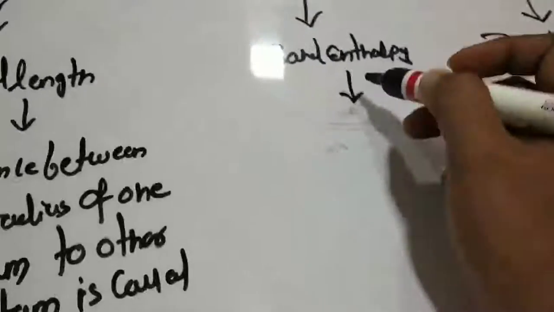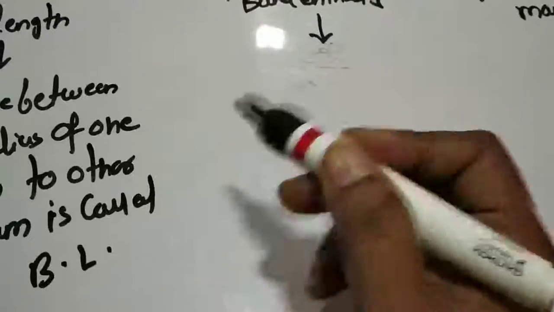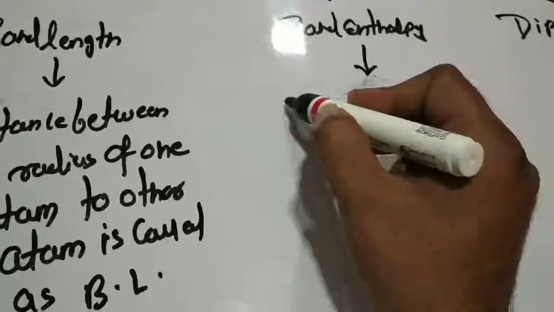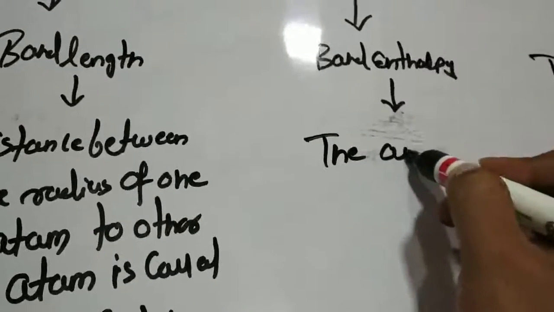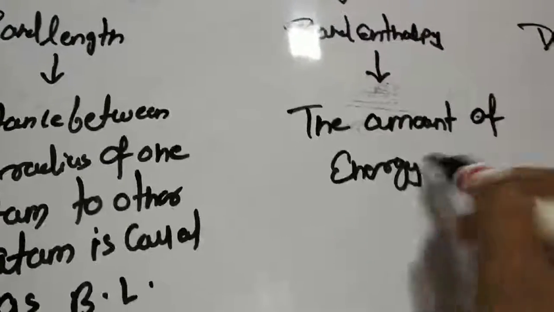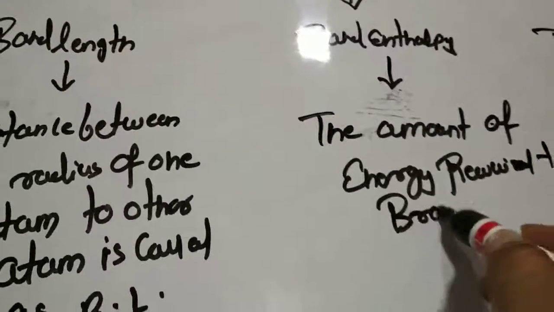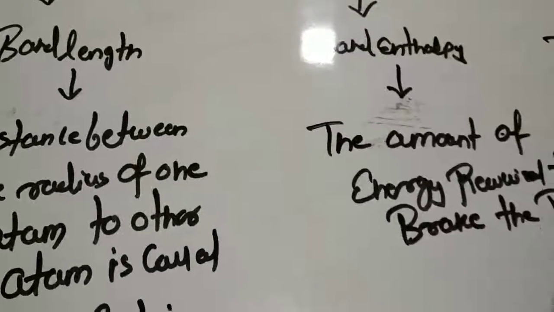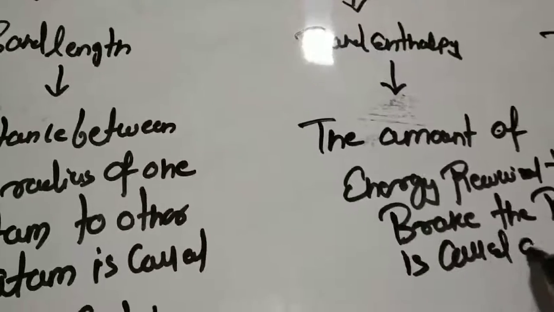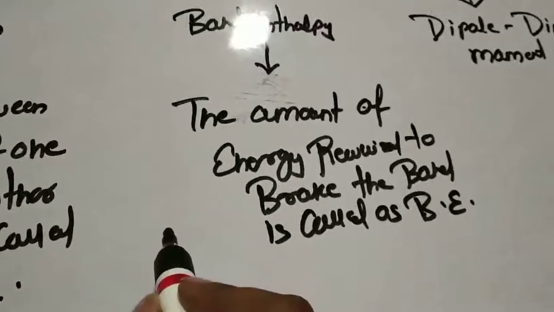Then what is the bond enthalpy? What is exactly the bond enthalpy? Bond enthalpy is also called the bond energy. The amount of energy which is required to break the bond is called the bond enthalpy, right? So the amount of energy required to break the bond is called bond enthalpy, or we can also call it the bond energy, right?